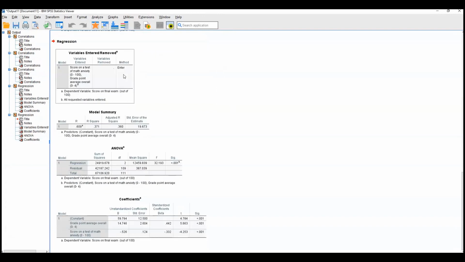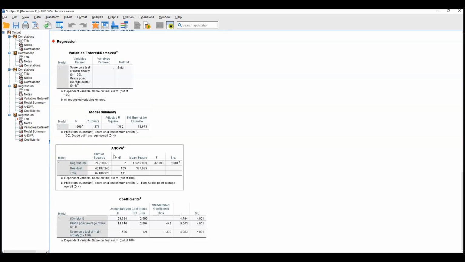Now you can see the output looks the same, but here it tells you there were two variables entered, the math anxiety score and GPA. Your dependent variable or outcome is the final exam score. We have the same statistics. In this case, the R squared is 0.371. What does that mean? That means 37% of the variability in the outcome on final exam scores in this sample can be predicted by or explained by someone's score on a test of math anxiety and their GPA. If you remember from the previous examples, I think our R squared was a bit smaller than that. So we've added predictive power. We've gotten better at predicting by using two variables.